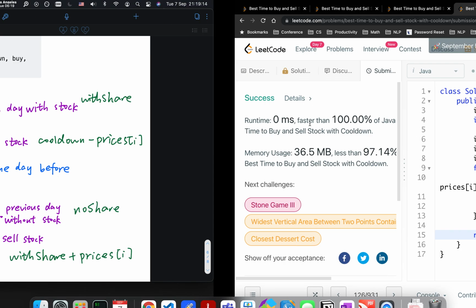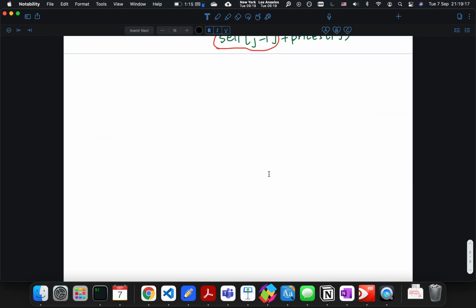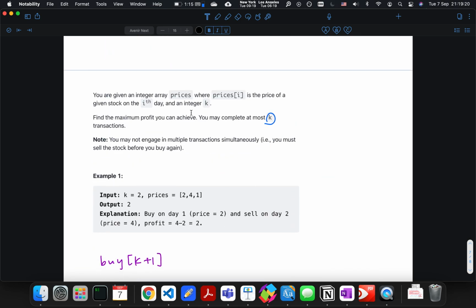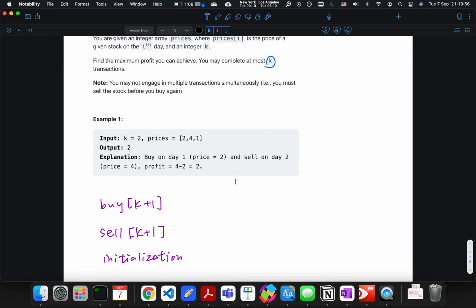Okay, now let's see the very last question. The very last question is, we can make at most k transactions. Let's recall for the previous questions, we only need 2 variables, right? In that question, we can make at most 2 transactions, we need 4 variables. So if we can make at most k transactions, we should need 2 times k variables. So in that case, we can use 2 arrays, each array has length of k, right?